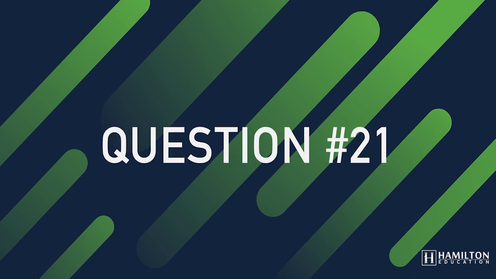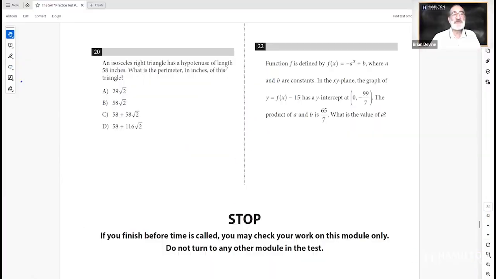Question 20. An isosceles right triangle. So isosceles means that the legs are the same length, and then the hypotenuse. And because the legs are the same length, that's like half a square with a diagonal. That's a 45, 45, 90 right triangle. And they said that the hypotenuse was 58 inches.